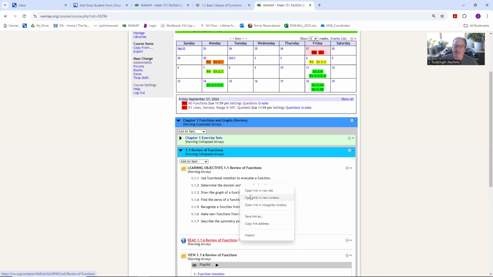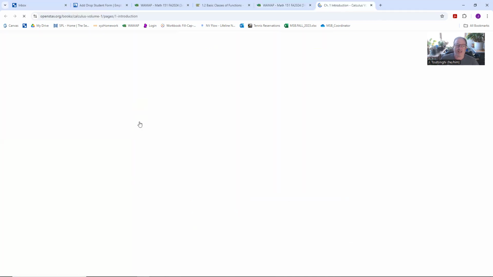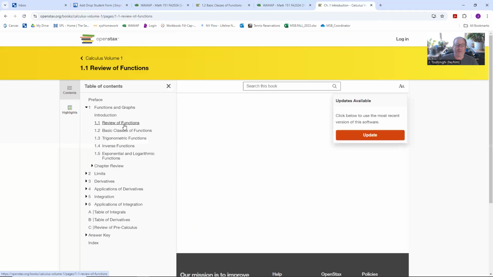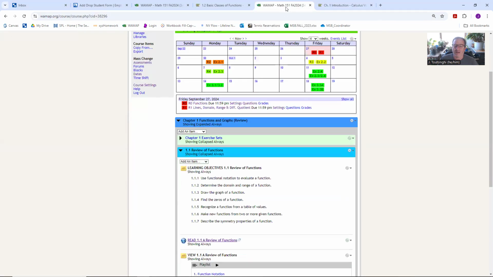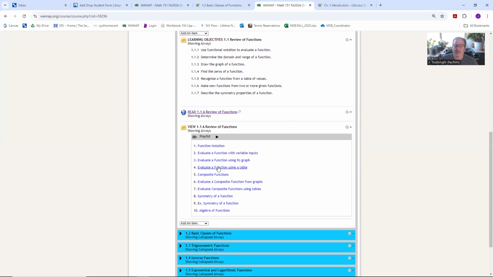Let me open it in a new tab. That will take me to section 1.1 of the book, which highlights, I can open this up and see what's in there. That's our online book. And then also, if you scroll down a little further, there's videos on functional notation, evaluating a function, evaluating a graph, evaluate a function using its graph. So I'm guessing that this third video covers exactly what we just went through, and evaluating function using a table.